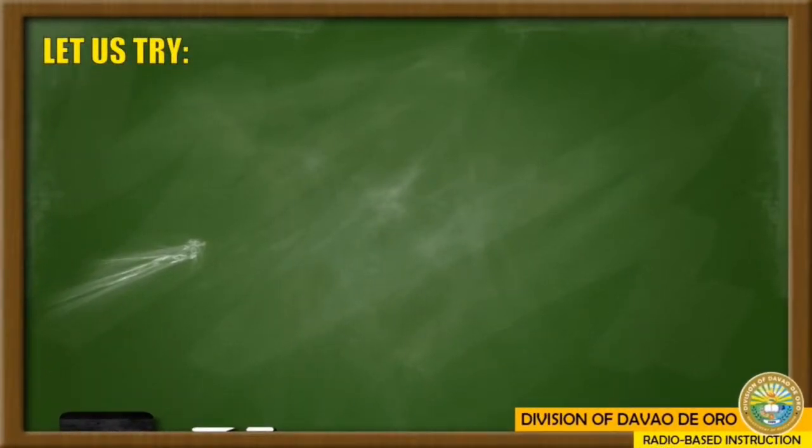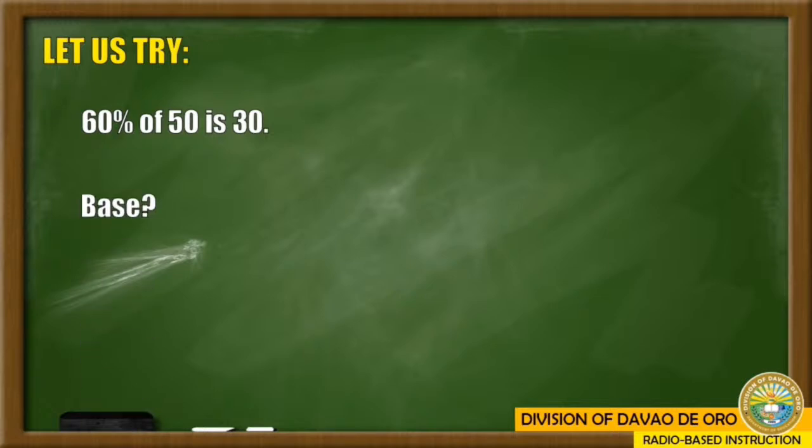Okay, look at your module and let us answer this. Let us try. Let us read. 60% of 50 is 30. So I repeat, 60% of 50 is 30. Now we are looking for base. So what is our base? Look, our rate is not more than 100%, so we will follow my tips.